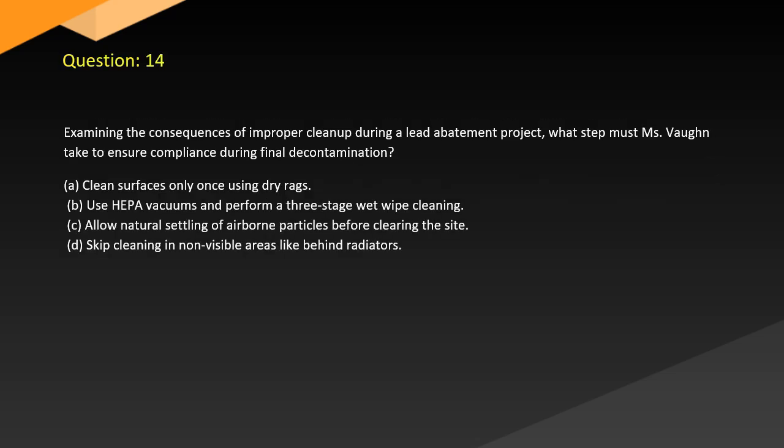Question 14. Examining the consequences of improper cleanup during a lead abatement project, what step must Mr. Vaughn take to ensure compliance during final decontamination? A. Clean surfaces only once using dry rags. B. Use HEPA vacuums and perform a 3-stage wet wipe cleaning. C. Allow natural settling of airborne particles before clearing the site. D. Skip cleaning in non-visible areas like behind radiators.